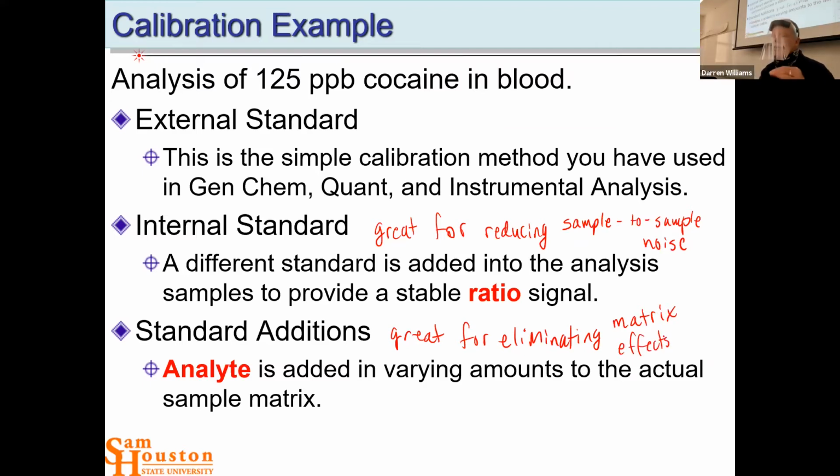Because everything in your calibration is in the sample matrix. So the first one, you're dealing with organic solvents or water and comparing that to blood. The internal standard is you're correcting for injector to injector variation, so sample to sample variation. And then standard additions, you're actually knocking out the matrix effects. And we will see that dramatically today.